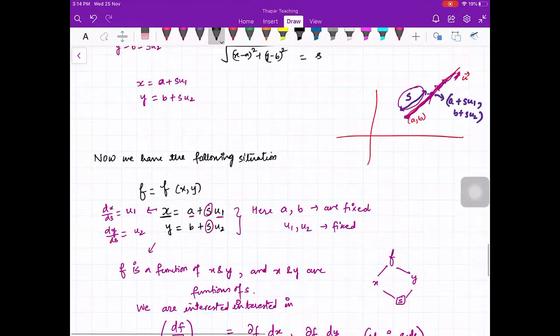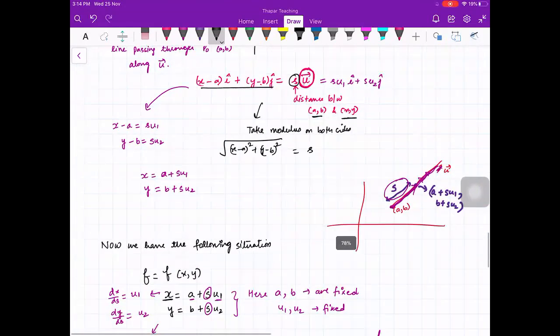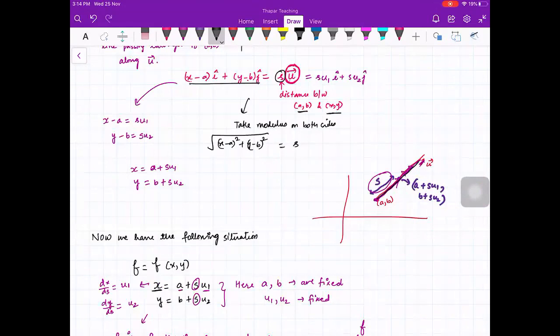Students, I have already computed this, right? If we are on this line, what is your x? x is a plus s u1, because we are moving along this line only. That is what we are doing, right? And y is b plus s u2. So what will be dx by ds? That will be u1. What will be dy by ds? That is u2. Okay, ma'am. Is that thing clear? Anybody having any other doubt, beta?